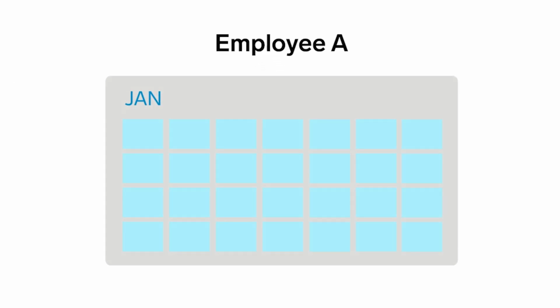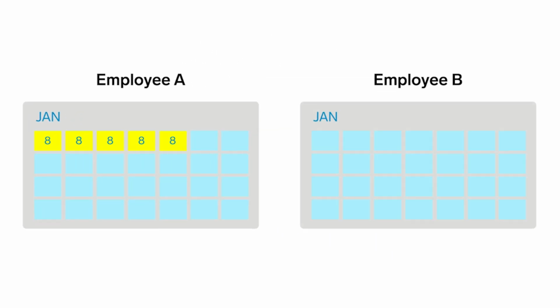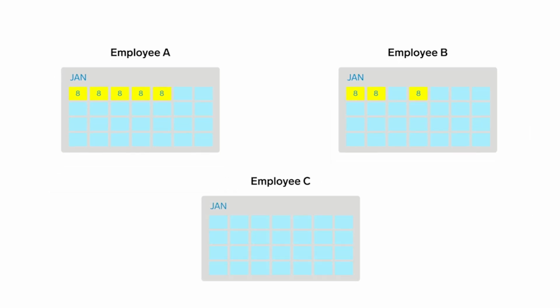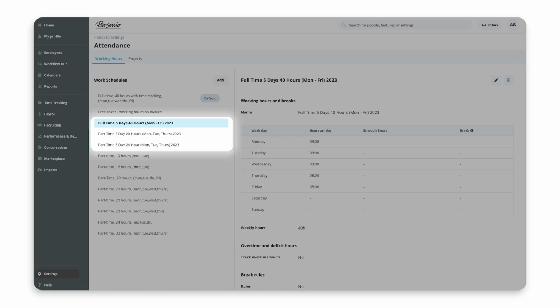So let's show how work schedules are used. Employee A works full-time with a 5-day, 40-hour week, Monday to Friday, while employee B works part-time with a 3-day, 24-hour week, Monday, Tuesday and Thursday. And employee C works part-time with a 3-day, 20-hour week, Monday, Tuesday and Wednesday. We would set up 3 different work schedules for each of these employee types and name them accordingly.